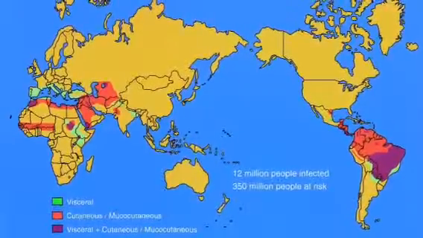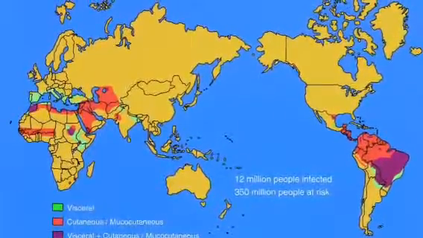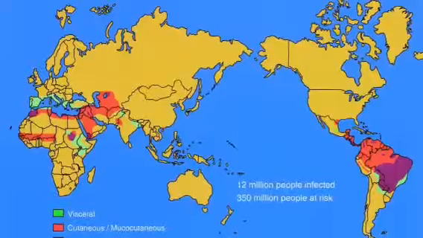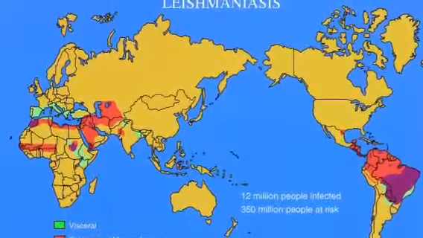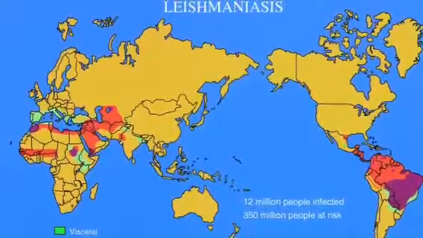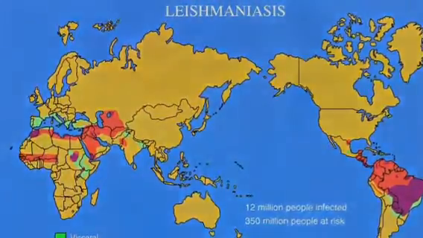Leishmaniasis is endemic in the tropics, subtropics, and regions of southern Europe. Approximately 12 million people in these areas suffer from one of the 3 different types of leishmaniasis. It is one of the most common diseases among Iraq and Afghanistan soldiers.